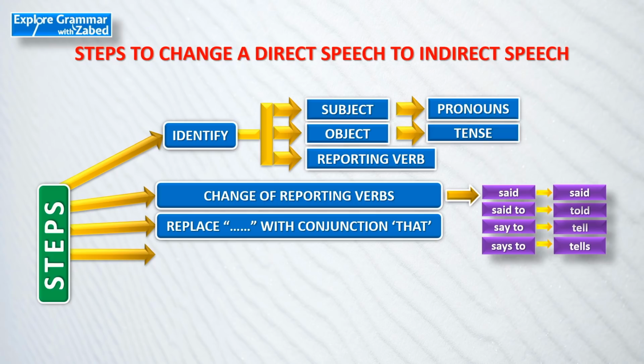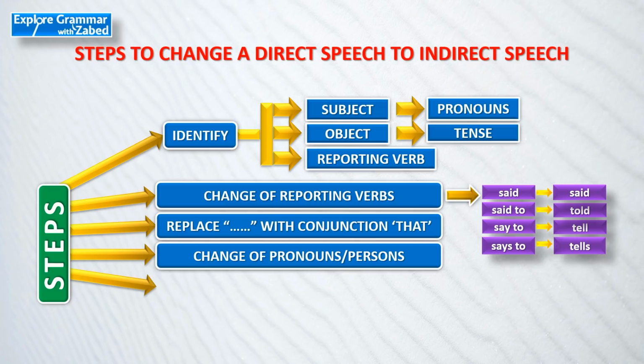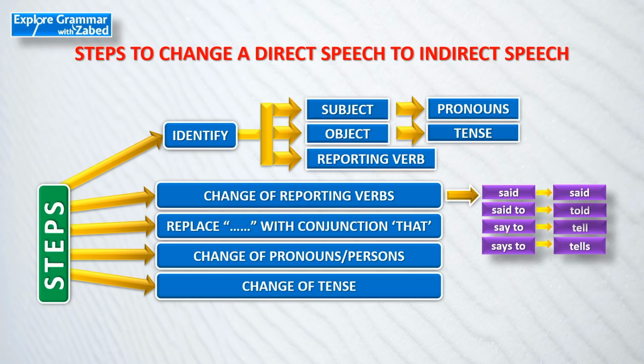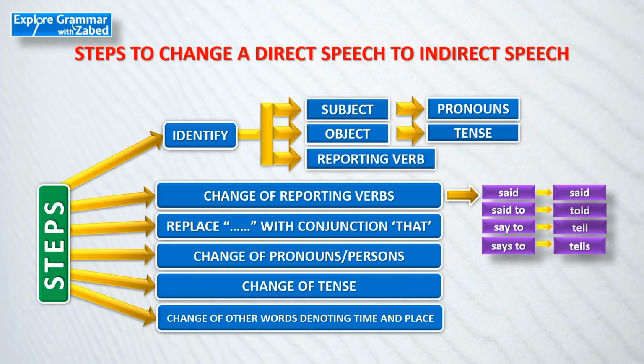Fourth step is to change the pronouns. I will discuss about it shortly. Fifth step is to change the tense of the reported speech. It will happen when the reporting verb is in past form. And sixth or final step is a change in the words denoting time and place.